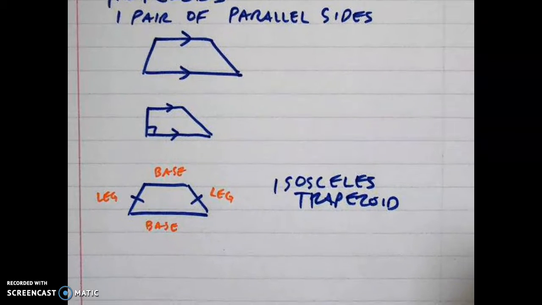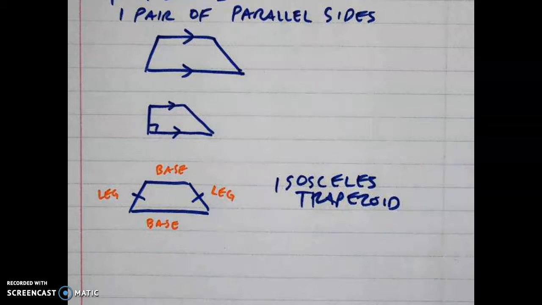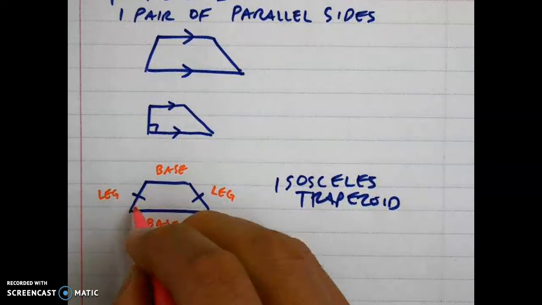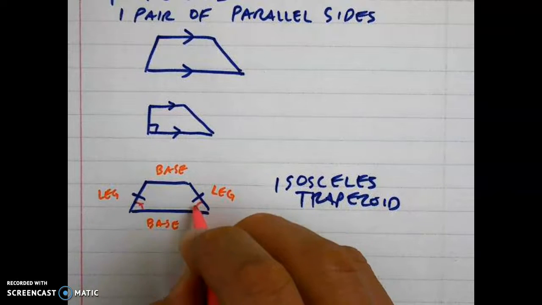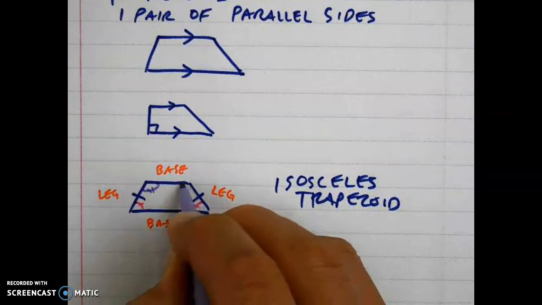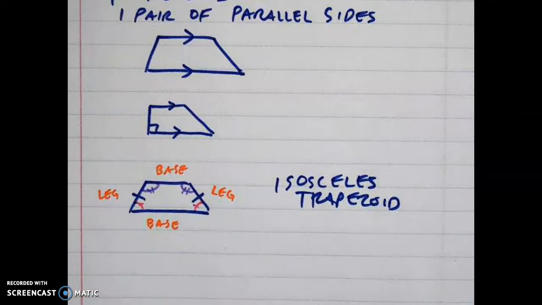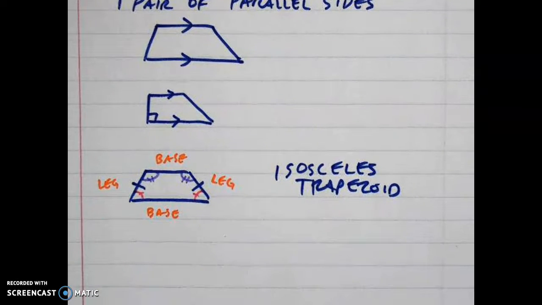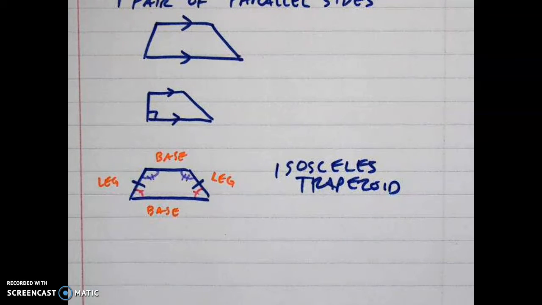And what do you know about an isosceles trapezoid? You know that the base angles are the same. So this angle will equal this angle. The pink angles are equal. And this angle will equal this angle. Okay? Any questions so far?